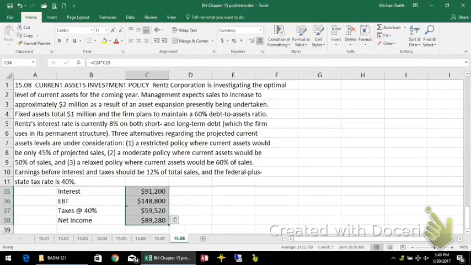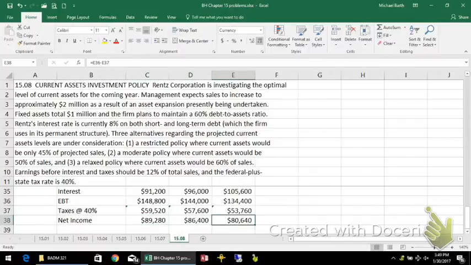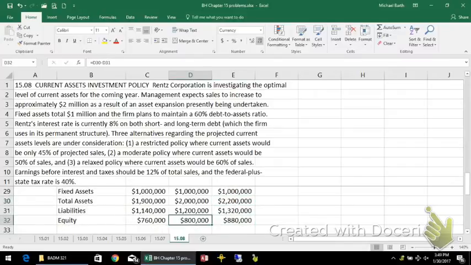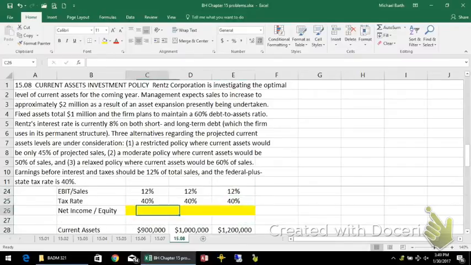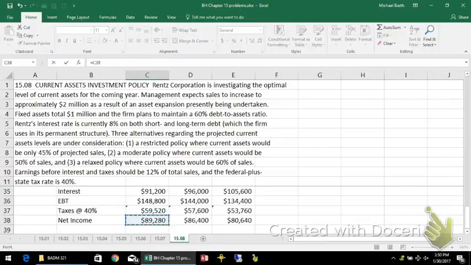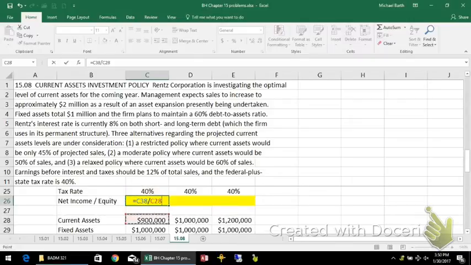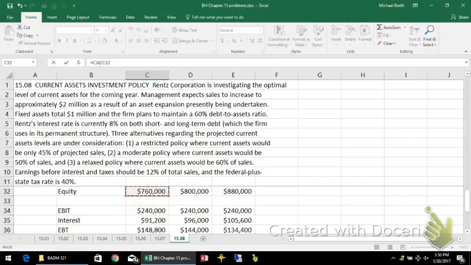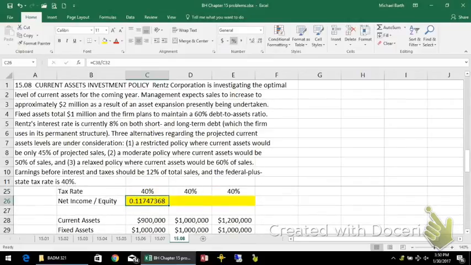All right, I'm just going to copy that over. So the net income will be either 89,280, 86,400, or 86,440. The equity will be either 760, 800, or 880. So my net income divided by the equity, formatted to a couple of decimal places. So the optimal structure would be to have a restricted policy that gives you the best return on equity. That's not necessarily optimal though, as parts B and C talk about.